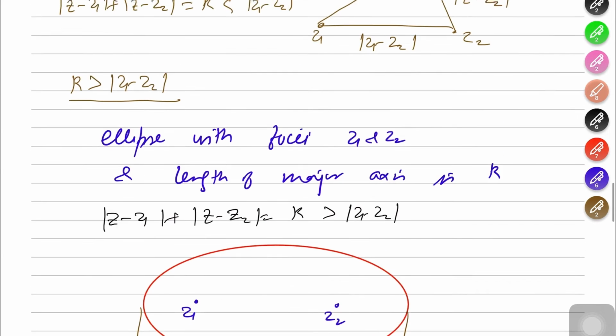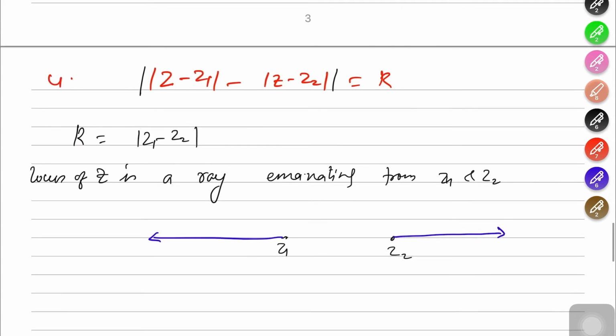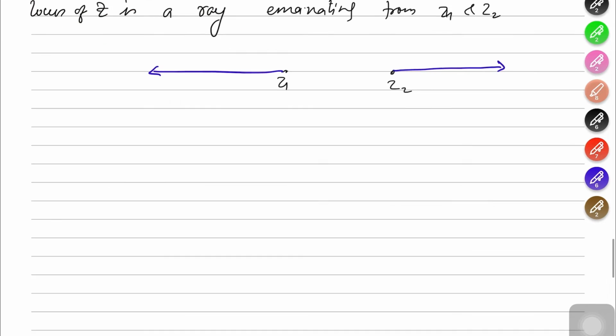In the previous case, if mod of Z minus Z1 plus mod of Z minus Z2 is K, they represent the line segment between Z1 and Z2. And in this case, the modulus of Z minus Z1 minus mod of Z minus Z2, they represent a ray originating from Z1 or Z2 and going away from Z1, Z2. So this was this case.